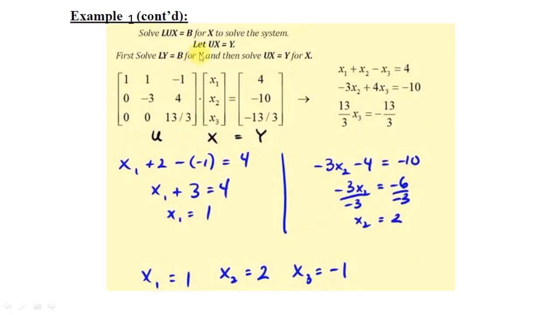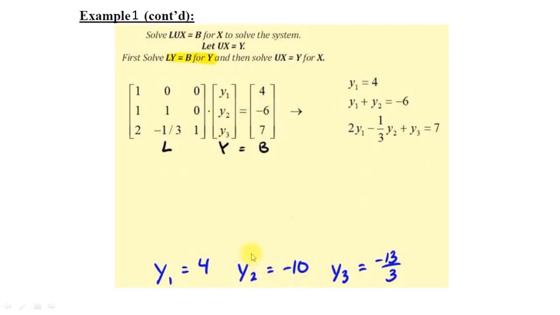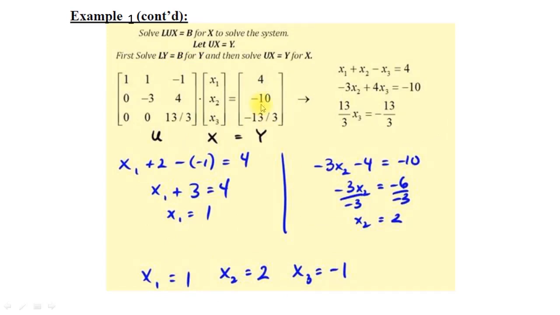Now using the upper triangular matrix and the Y matrix to find the solution for the given system, this is UX equals Y. This is the upper triangular matrix, and this is the matrix X, and this is matrix Y, which we have already found in the previous slide. This is the matrix Y, Y1, Y2 and Y3. Now putting it here. To write this in equation form again, x1 plus x2 minus x3 is equal to 4, and -3x2 plus 4x3 is equal to -10, and 13/3 x3 is equal to -13/3.